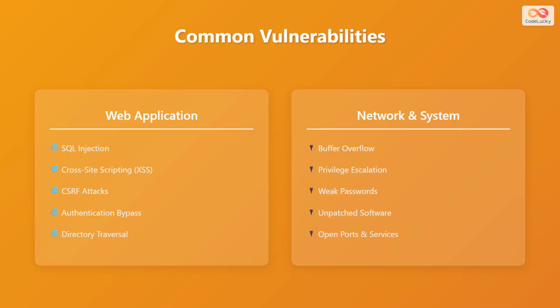Cross-site request forgery attacks, known as CSRF, trick users into performing unintended actions on trusted websites. Authentication bypass vulnerabilities allow unauthorized access to protected resources, while directory traversal attacks enable access to files outside the intended directory structure. Network and system vulnerabilities present different challenges.